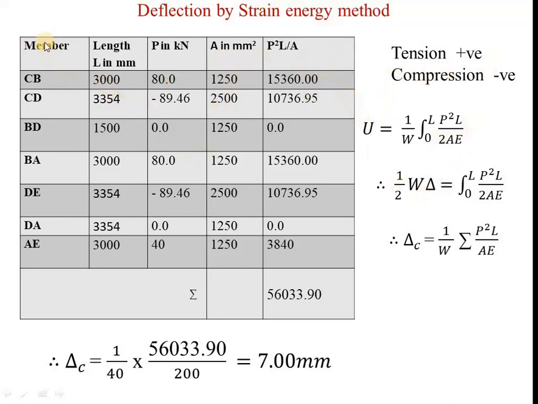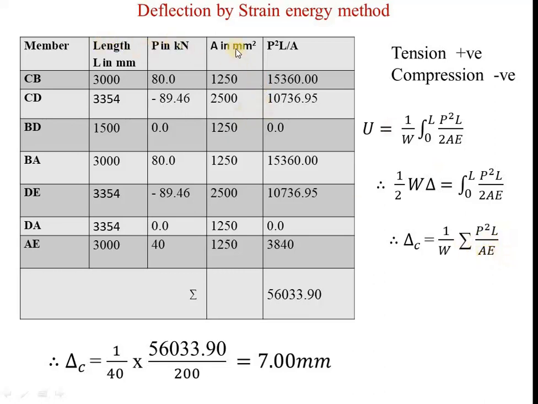So you prepare this table: member, length in mm, P in kilonewton. Here A is different for different members. If anything out of A and E is common for all the members, you don't take it in a column. Directly you can put it at the end if it is common. So whichever is common you can take out. E I have not included in this table because E is common for all the members. But A is different for different members.